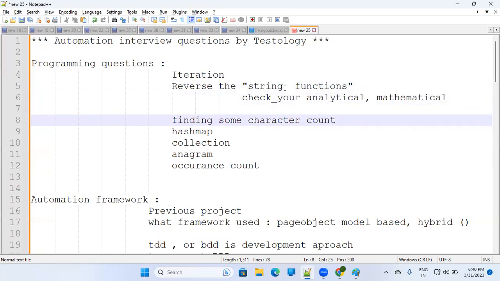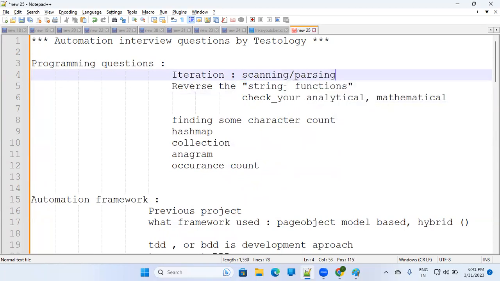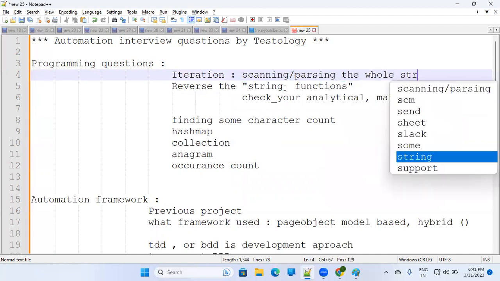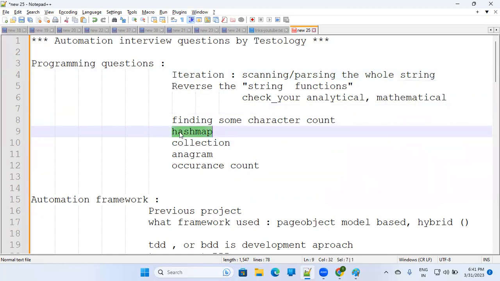Finding some character count, yes, they ask like find the vowels and number of consonants in a particular string. So those are all iterations, right? Iterations means going or scanning, parsing, all these things are the same. Scanning, parsing the whole string and finding out something. That is like iterating it, right? Hash map, yes. So not just hash map. The thing is, why do they ask about the hash map? Because it stores key and value, correct? There is a pair, key and value, especially in Java programming I'm talking about.